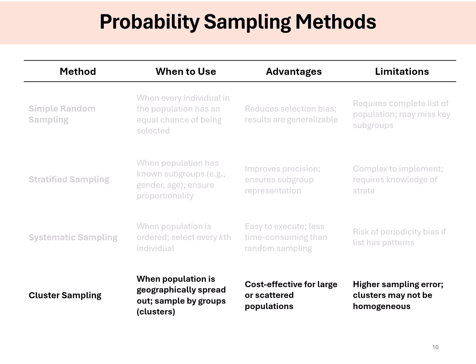So in cluster sampling, when the population is geographically spread out, samples are made by groups or clusters. For example, it's cost effective, or if the population is very scattered, it's very difficult to reach each and every place to get representative samples. In that case, we identify groups.